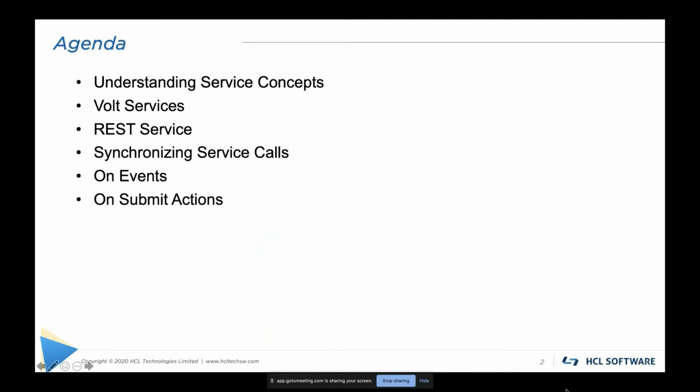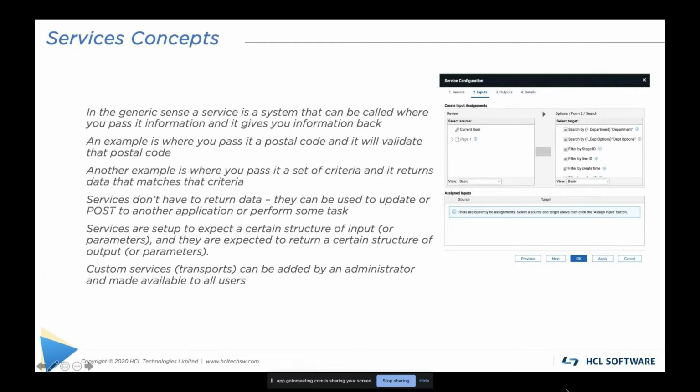So we'll go through the basic concepts, local Vault services versus calling the external REST, and how to synchronize. We'll talk about a custom transport, and then the different types of events and submit actions. At a high level, a service is a way that you can interact with data, and you can call data from either an existing Leap application or Bolt application, or from an external service such as Salesforce or a public REST API or something else.